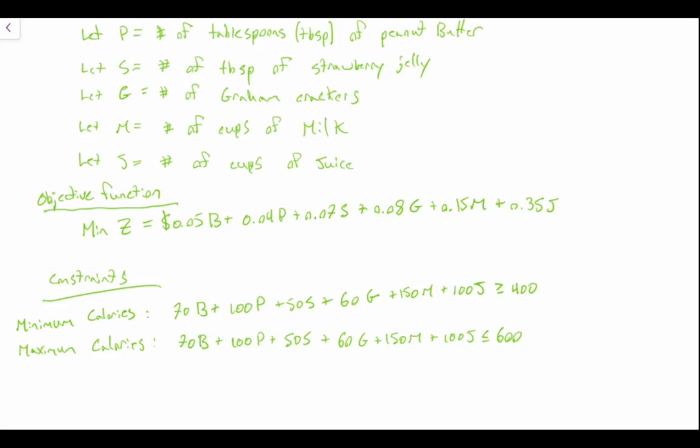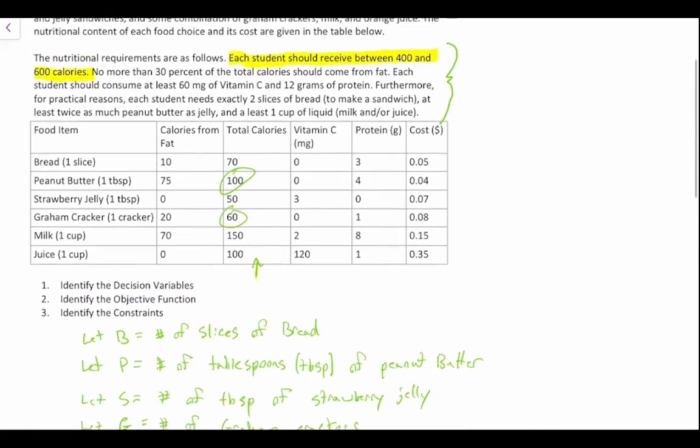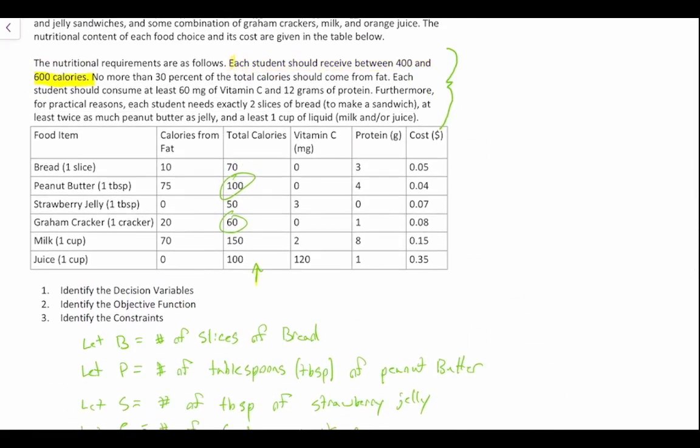For the minimum and maximum number of calories. So that's our first two constraints. We're then told that no more than 30% of the total calories should come from fat. Well, let's look at where we get fat. So there's 10 calories from fat in bread, 75 calories per tablespoon of peanut butter, 20 calories per graham cracker, and 70 calories of fat from 1 cup of milk.